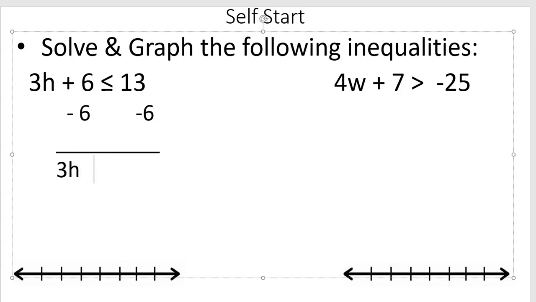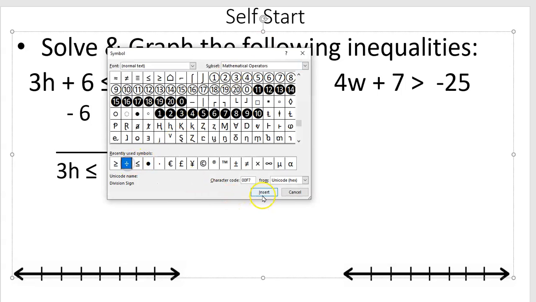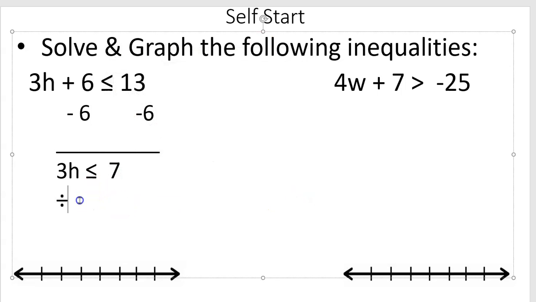3h hanging out on this side. The less than or equal comes straight down. 13 minus 6 is 7. Next step, I'm going to divide by 3. Do it to one side, I have to do it to the other.